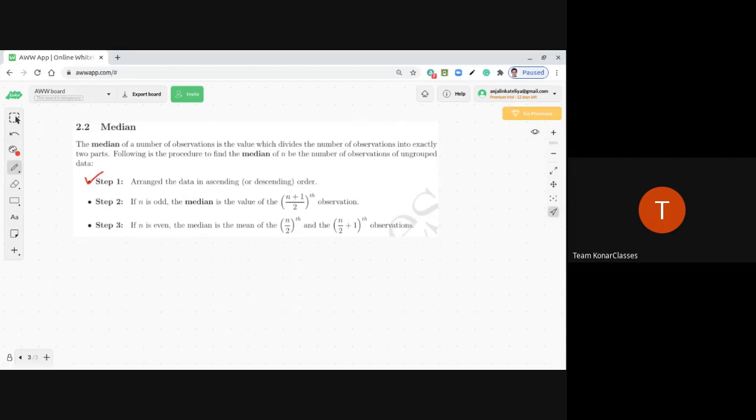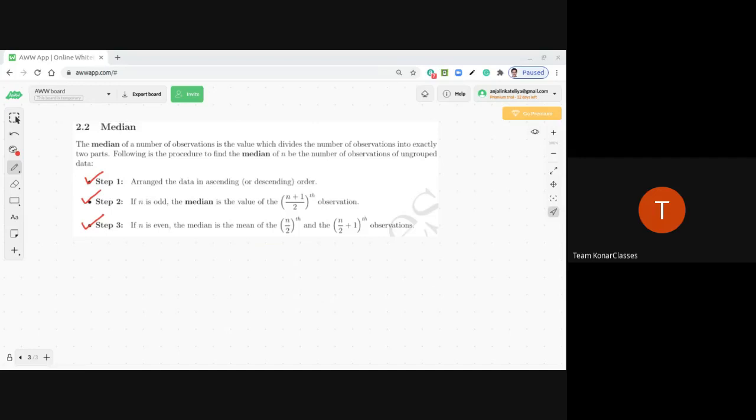Now, if n is odd, then the value of the (n plus 1) by 2th observation is the median. And if n is even, then the median is the mean of the n by 2th and the (n by 2 plus 1)th observation. Okay. So, as far as the mathematical statement is concerned, I hope you got a very clear idea of what is meant by the median.